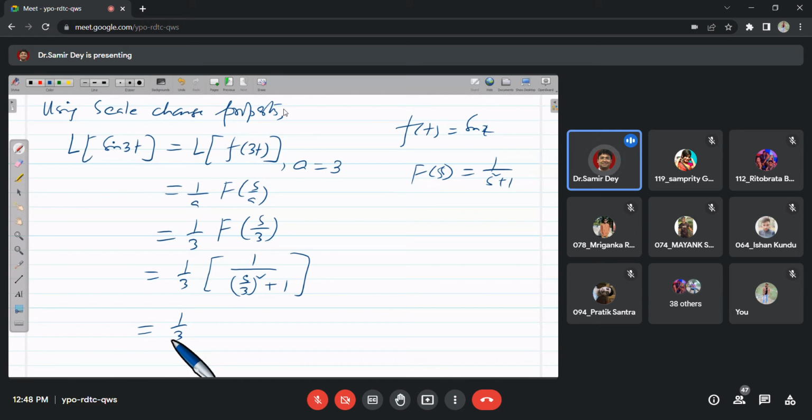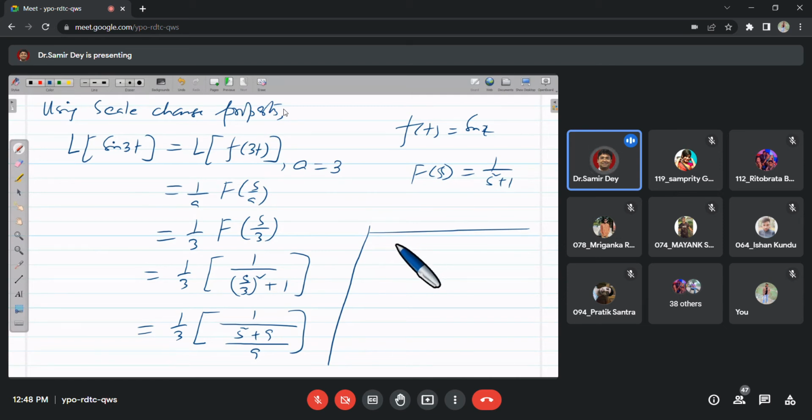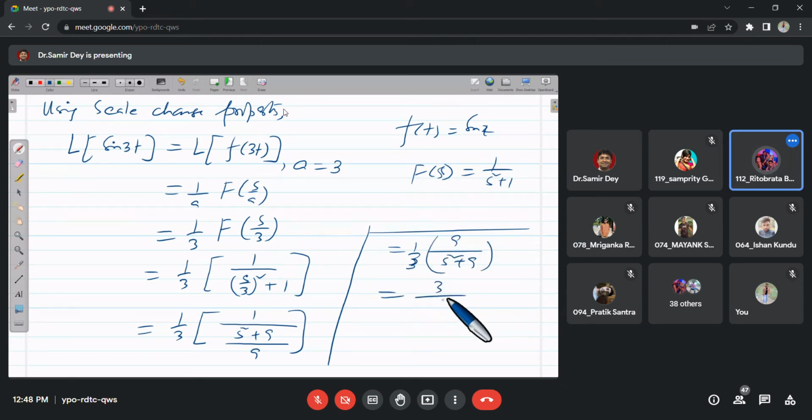If we simplify, it is coming (s square plus 9) by 9. So if you simplify, it is coming 1 by 3, 9 by s square plus 9, which is 3 by s square plus 9. Just check, it is coming like that. Is it correct or wrong? Is it clear?